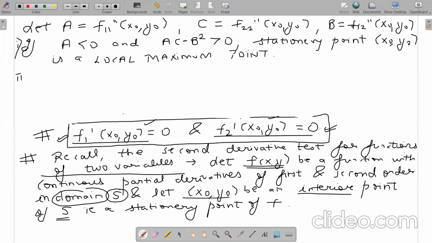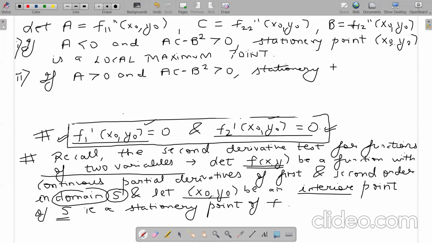Case 2. If A is more than 0 and AC minus B square is also more than 0, I can say that the stationary point x0, y0 is a local minimum point.